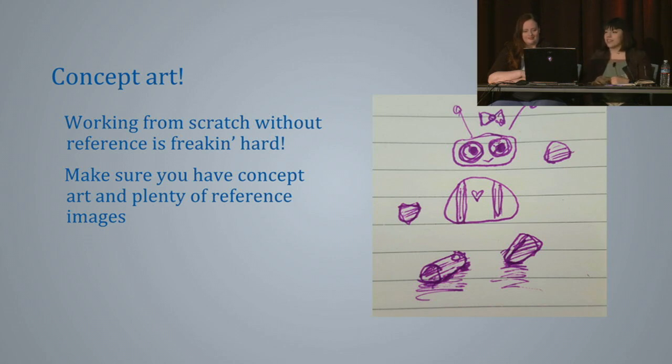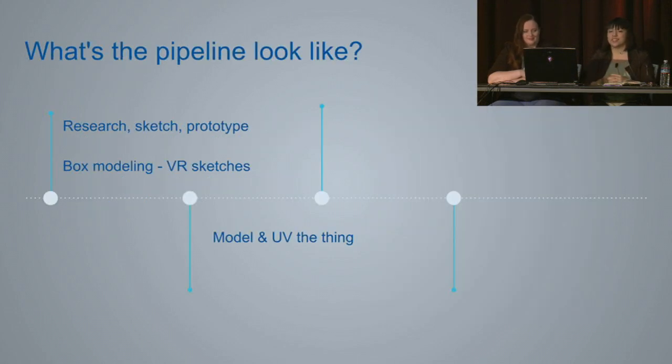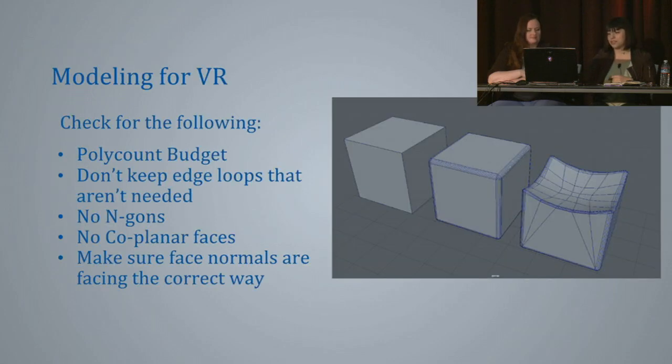So, like I said, always start with concept art, so while chatting, we decided to just sketch a random little robot, use that to start with, and the next step is to just model and UV it. Once you've sketched it, you've built the basic shape of it, and I'll have some pictures here.